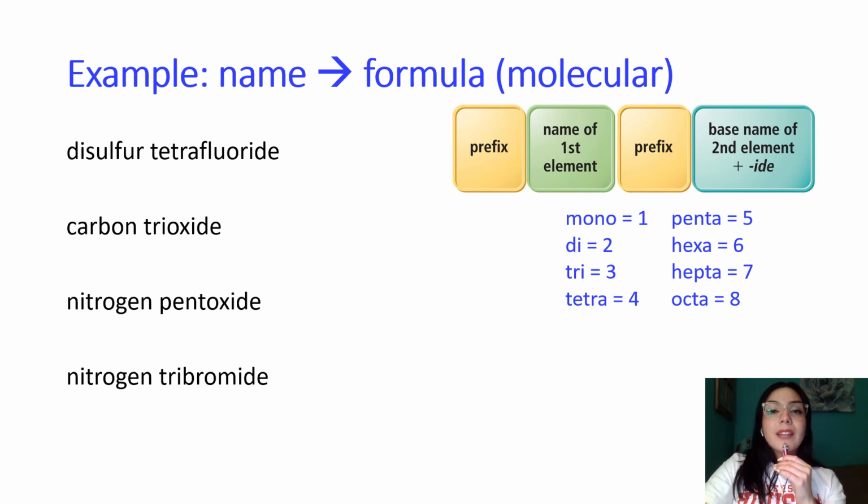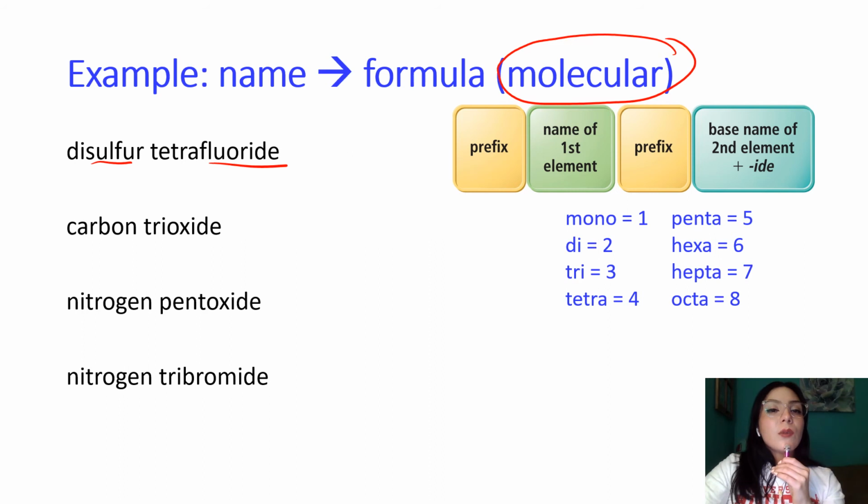So now we're going to practice going from the name to a formula for molecular compounds. These are very simple and you'll kind of get it right away. So first we're going to write out the symbols and then we'll use those prefixes to determine how many. So here we have sulfur and we have fluoride. This di is telling me I have 2. This tetra is telling me I have 4. And then we'll keep going.